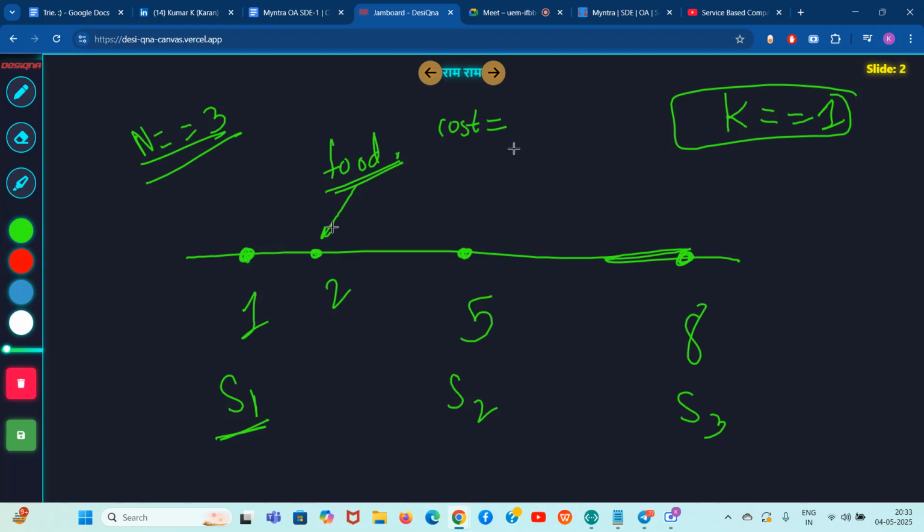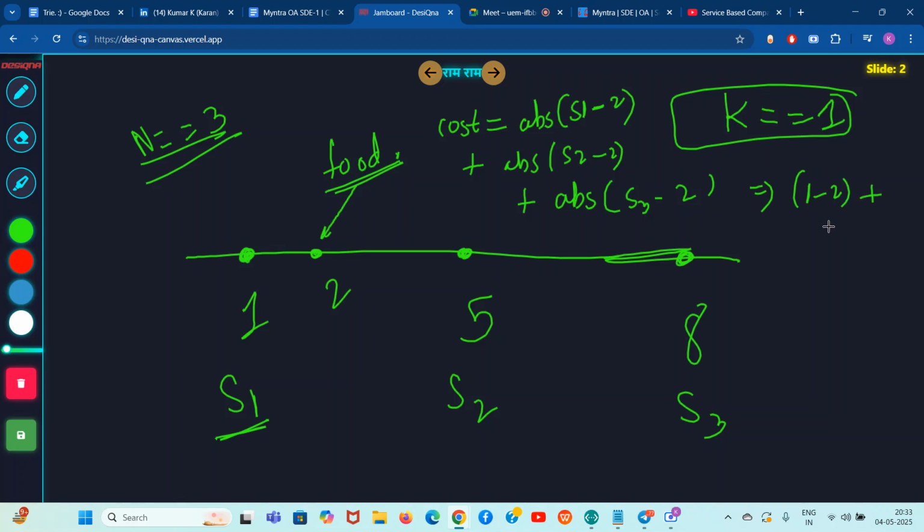This squirrel S1 is at 1, right? So the cost will be absolute of S1 minus 2, because this squirrel will have to travel from 1 to 2. So absolute of S1 minus 2 plus absolute of S2 minus 2 plus, this is really a hard problem, not a joke by the way, absolute of S3 minus 2. So S1 is 1, absolute of 1 minus 2 plus, I'm assuming you understand the absolute meaning.